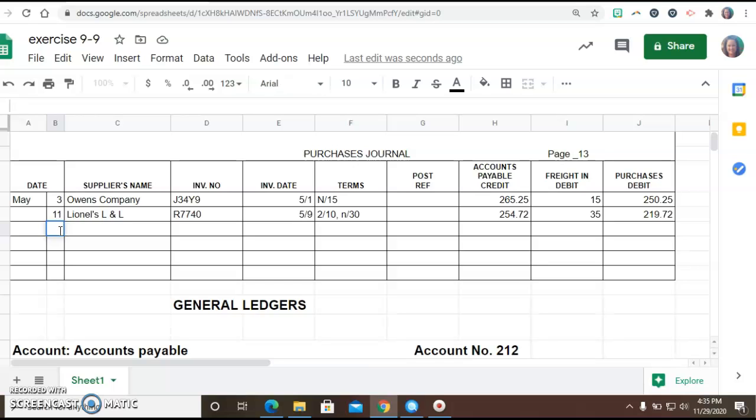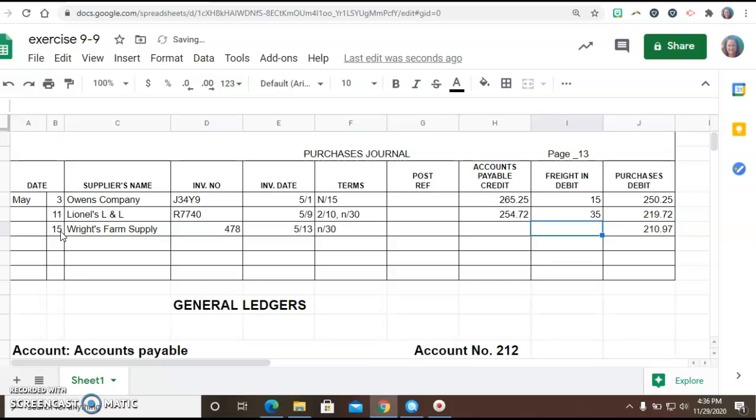So Wright's Farm, here we are on the 15th. Wright's Farm Supply. Okay, our invoice is number 478. Our invoice date is 5/13. Okay, our terms this time are just net 30. They aren't providing any sort of discount. Again, we're going to work backwards here. Our actual purchase of the fertilizer was $210.97.